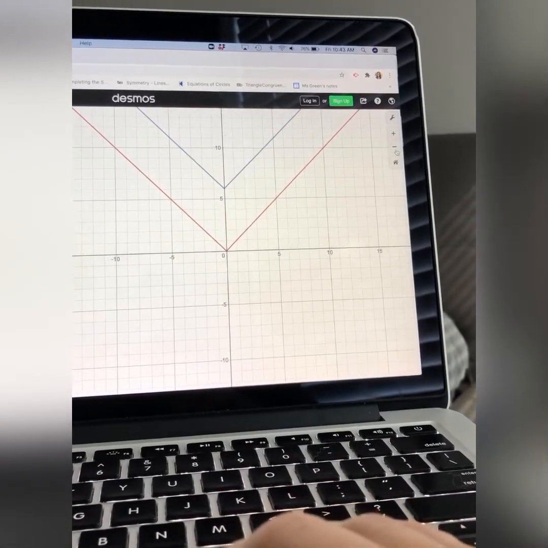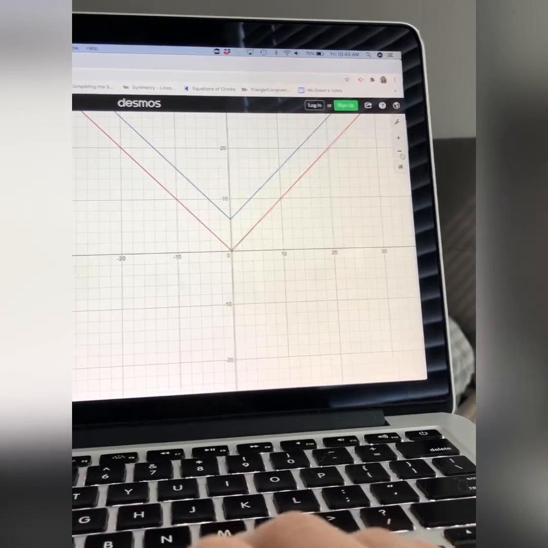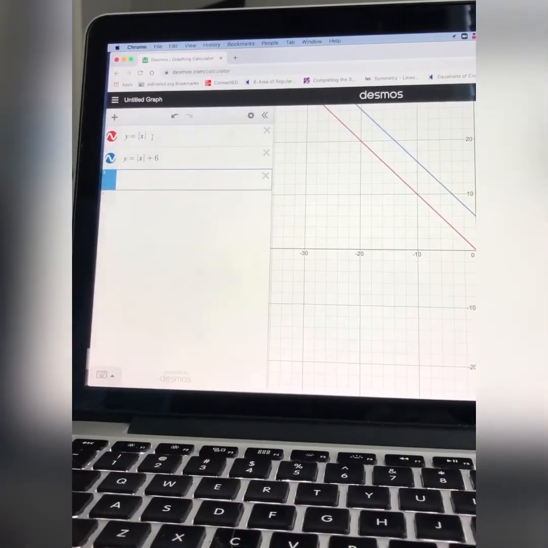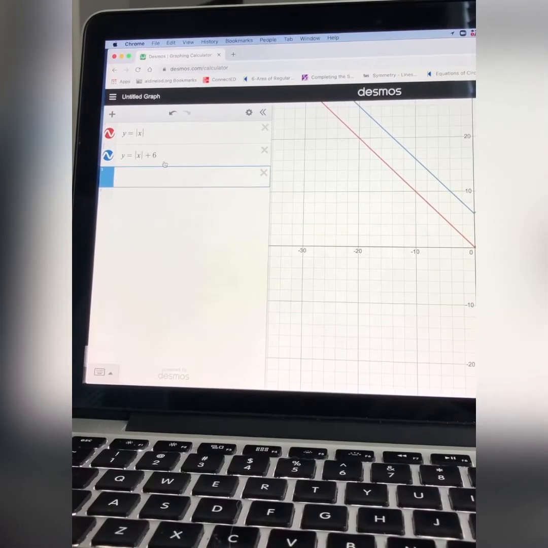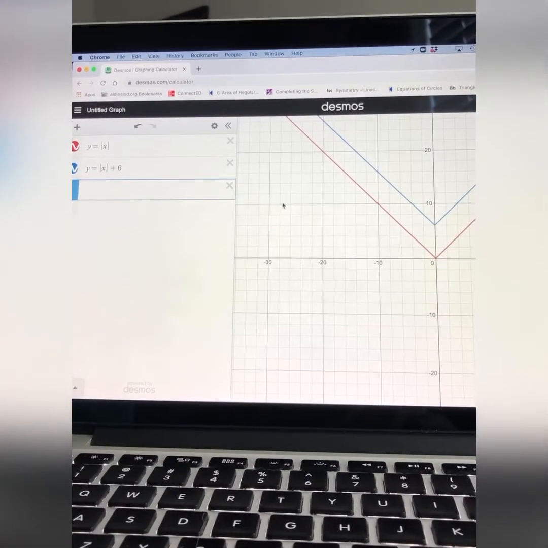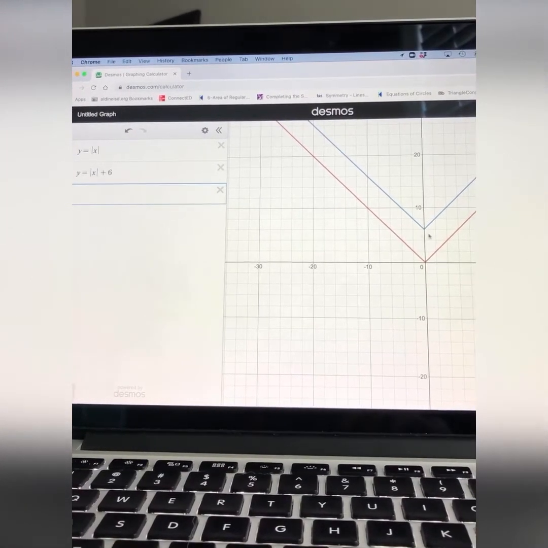So it would have been better if I had been zoomed out from the beginning. But what happened? You can see our red graph is our parent function, and the blue graph is the absolute value of x plus 6. It's the one that we transformed. Notice what happened here.